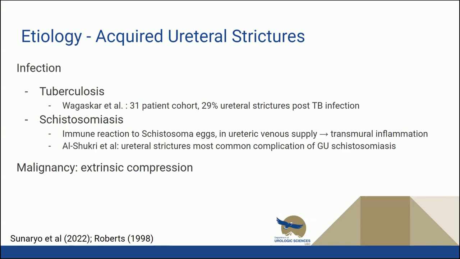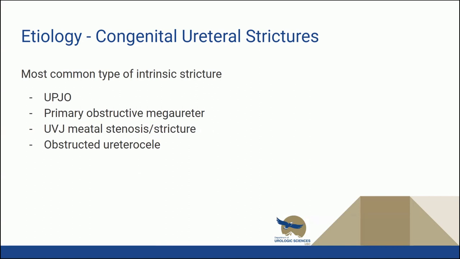There are also risks associated with infection. Tuberculosis and schistosomiasis are both known contributors to acquired ureteral strictures, with GU schistosomiasis having about a 92% risk of developing a stricture in a study by Al-Sukri et al. Malignancy can also cause ureteral stricture development through extrinsic compression, due to microvascular injury, as well as the compression itself causing obstruction. Congenital ureteral strictures can also occur. They're the most common type of intrinsic ureteral strictures, and most commonly we'll see them in congenital UPJO, primary obstructive megaureter, UVJ stenosis and stricture, as well as obstructed ureteral fields.